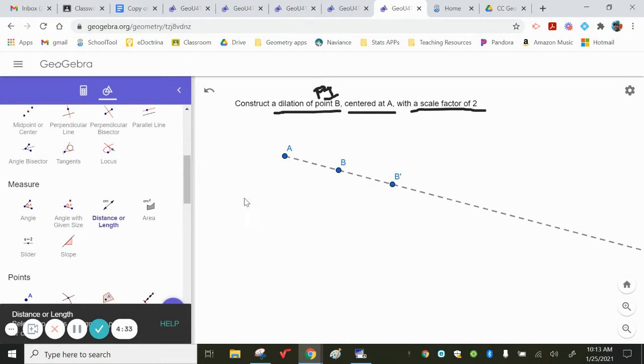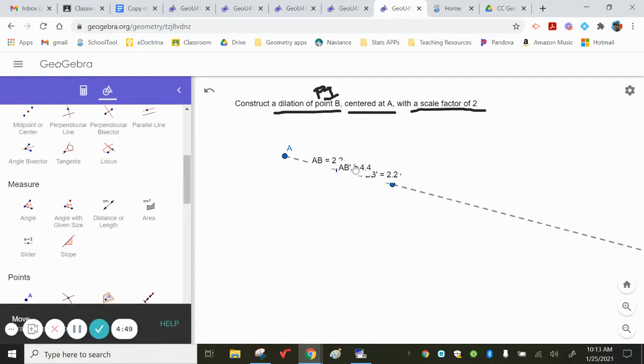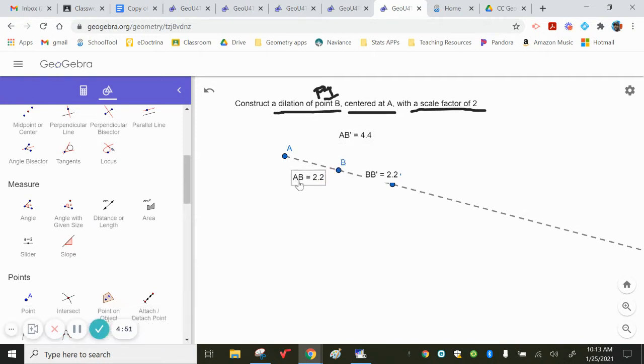And with that, I'm going to measure the distance from the point A to the point B. It says that length is 2.2. Now I can measure the distance from B to B prime, and guess what? It's also 2.2. Or I can measure the distance from the point A to the point B prime, and it's double that, 4.4.